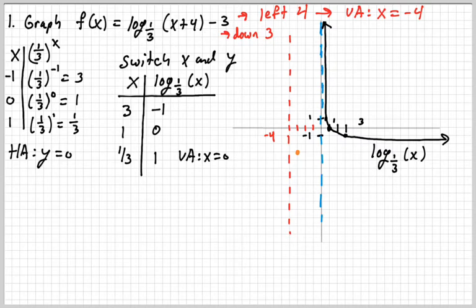Okay, so then we're going to take our 3 points and we're going to move them to the left 4. 1, 2, 3, 4, and then down 3. 1, 2, 3. Okay, and then the next point. 1, 2, 3, 4. 1, 2, 3. And then the last point. 1, 2, 3, 4. 1, 2, 3.